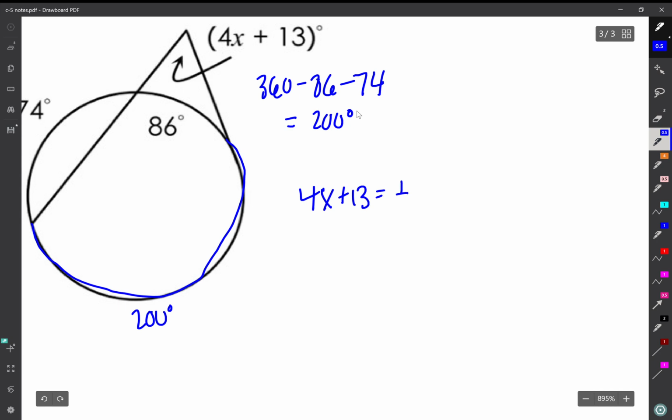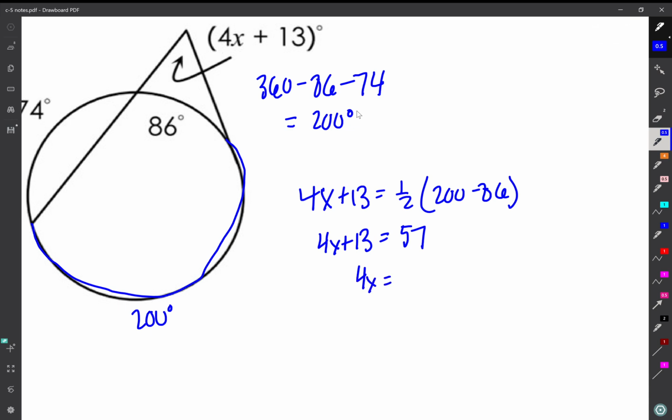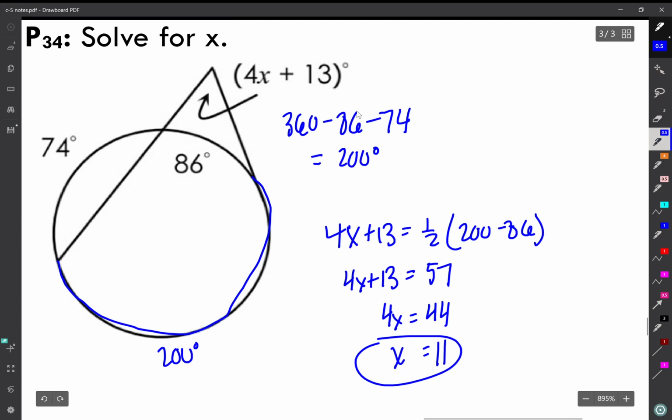That's equal to half the difference of those two arcs. 200 minus 86 in my calculator gives me 114. Then divide by 2. That's equal to 57. So 4x plus 13 is equal to 57. I'm going to subtract 13 from both sides. We get 44. Then divide both sides by 4. You get x equal to 11. That's what we have right there.